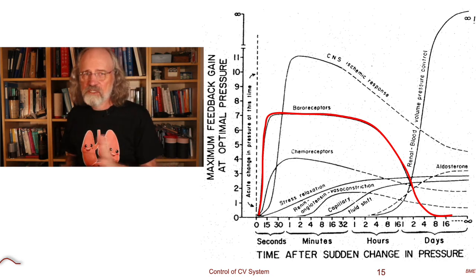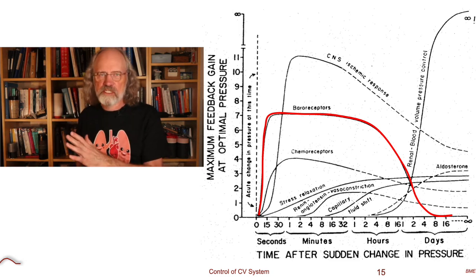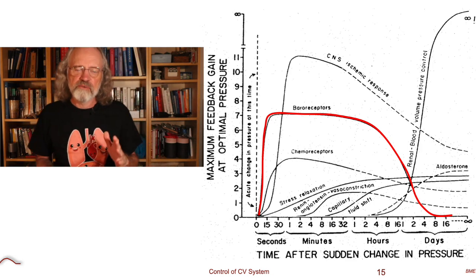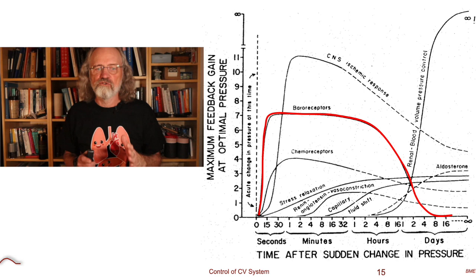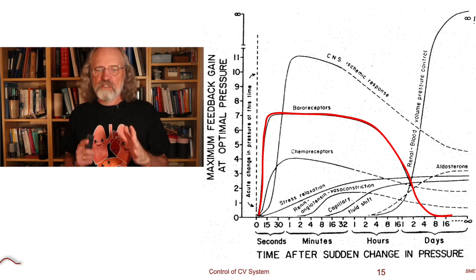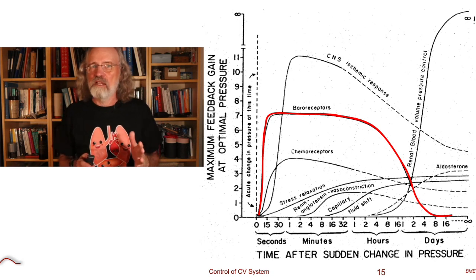But what you also see in the x-axis is the time axis in a kind of funny scale where we go from seconds up to days. And we see that the baroreceptor reflex, typically called, that means of control only works for a certain period of time that's on the order of hours, maybe one day at most.